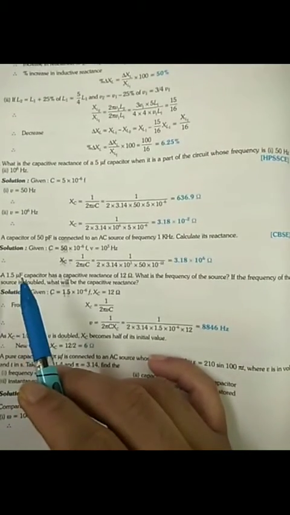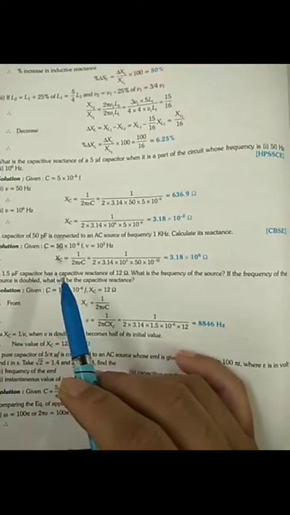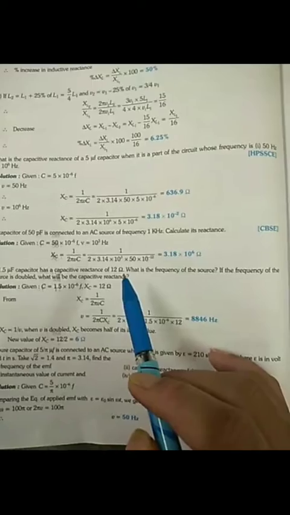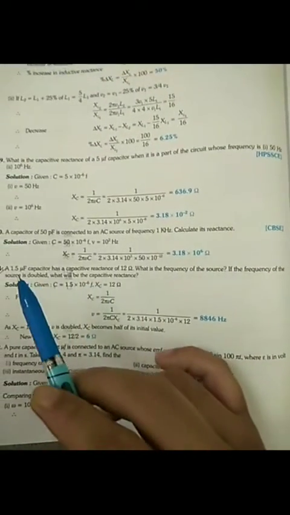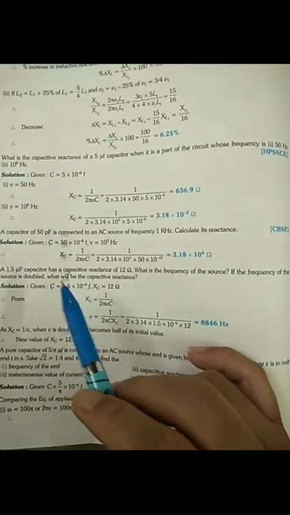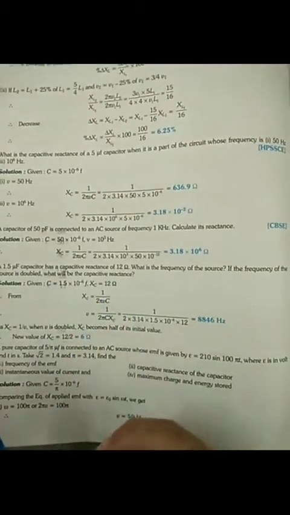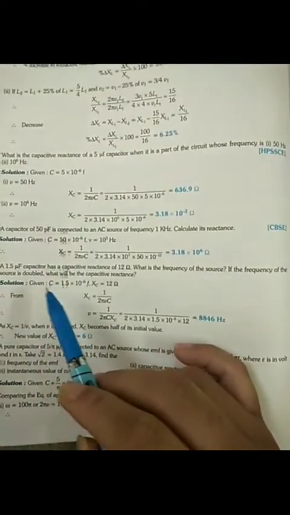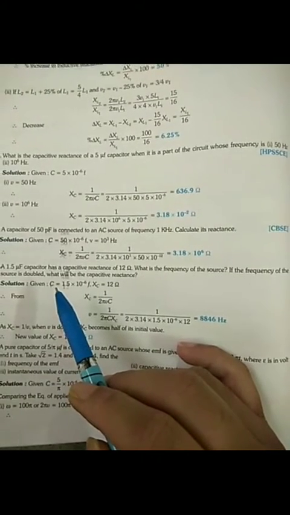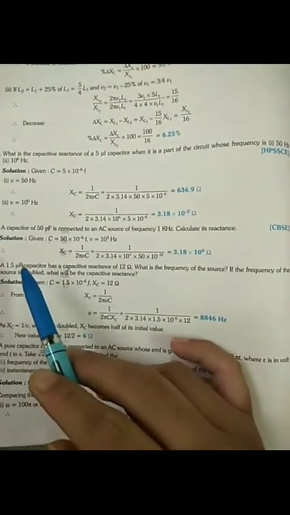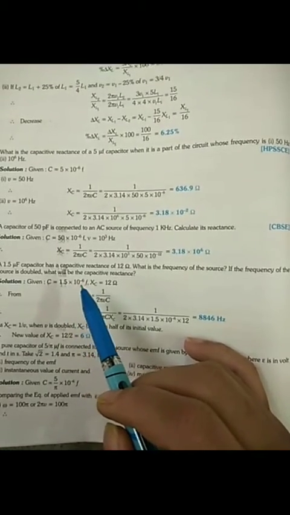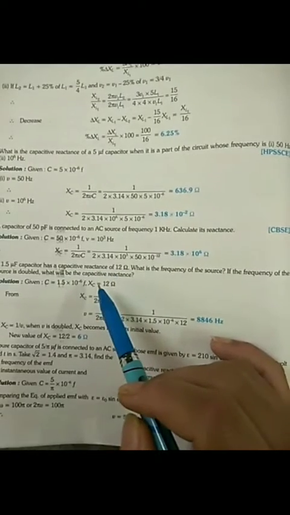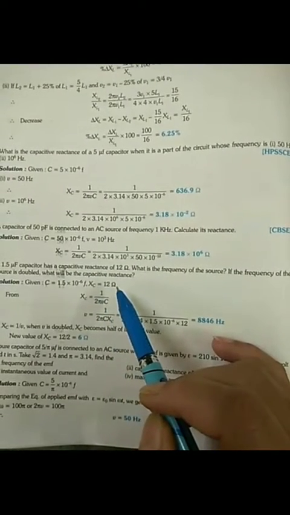A 1.5 microfarad capacitor has a capacitive reactance of 12 ohm. What is the frequency of the source? If the frequency of the source is doubled, what will be the capacitive reactance? The given values are, capacitance of the capacitor is 1.5 microfarad, which can be written as 1.5 into 10 to the power minus 6 farad. The capacitive reactance XC is equal to 12 ohm.